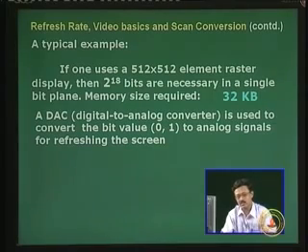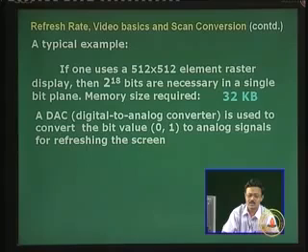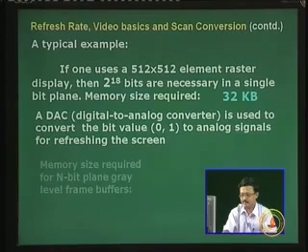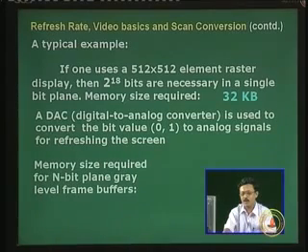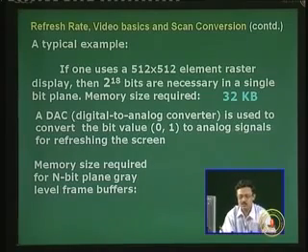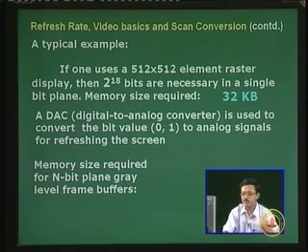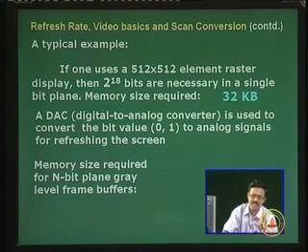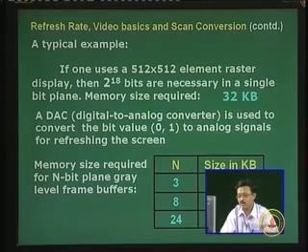The strength of the electron beam in turn will dictate the intensity on the screen, and it will of course have to be refreshed. That is fine. Memory size required for an N bit plane gray level frame buffer. We talked of the previous example in this slide where capital N was equal to 1, so single bit plane, but now with this 512 cross 512 element raster display, if we keep on increasing the value of N, what is the memory required?